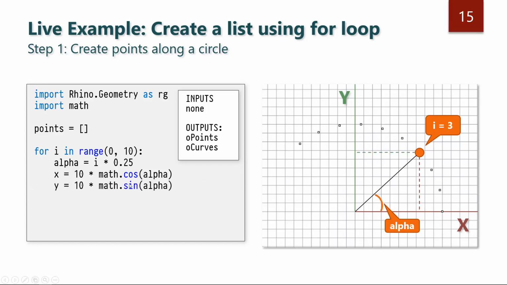And then y. The y coordinate is going to be the length of this line times the sine of this angle. So the y coordinate is the length from here up to here, obviously. And the z is going to be 0, so nothing fancy about the z.